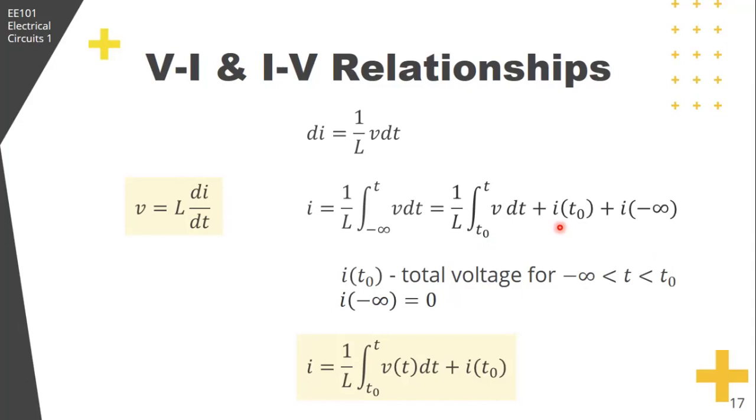Here, this is the total voltage from greater than negative infinity up to less than T sub O. And I at negative infinity is equal to 0, because that refers to the time in the past where there was no current in the inductor. So the current-voltage relationship for the inductor will be just these two terms. Okay, so 1 over L, integrate v(t) dt from T sub O to T, plus the initial current stored in the inductor.